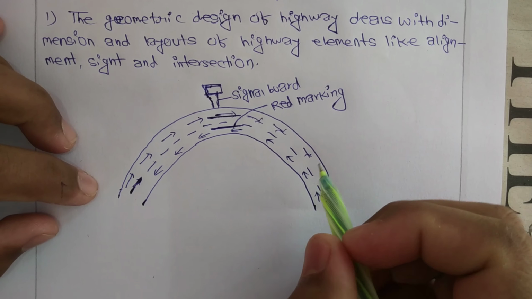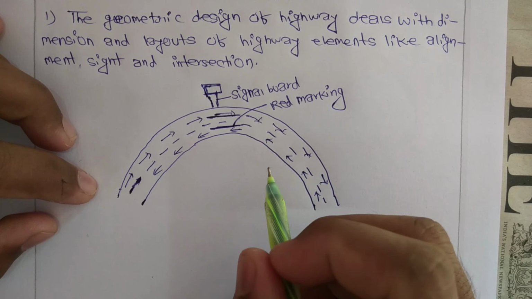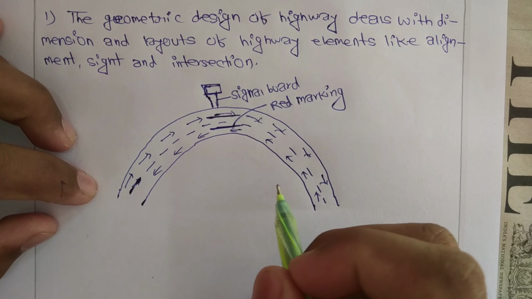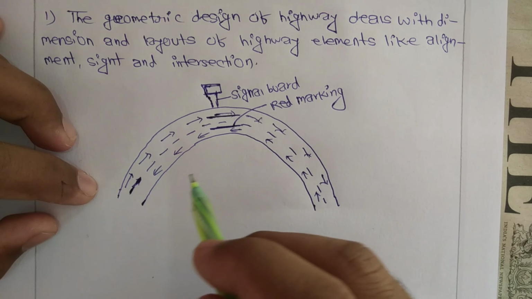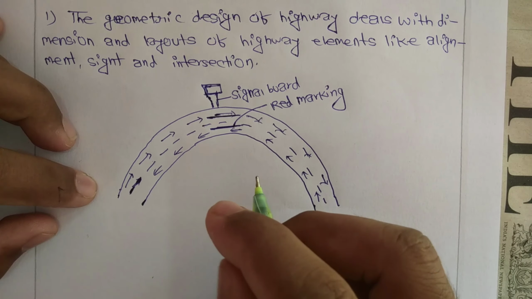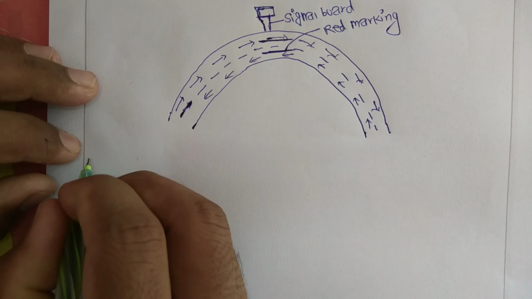So in the geometric design, the sight distance should be clear to the driver so that the driver can easily see the opposite vehicles coming, so that the collision between the vehicles can be prevented. So moving on to the next point.